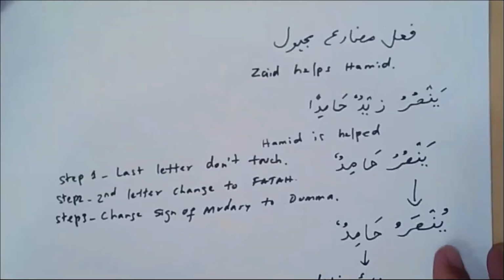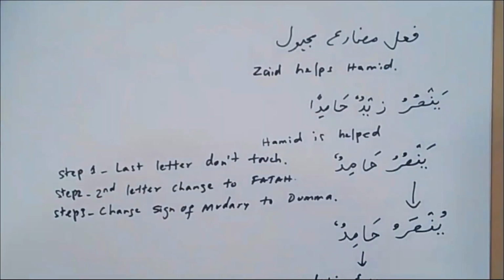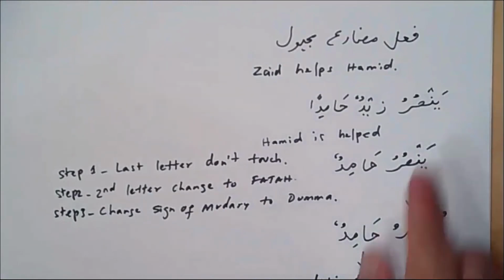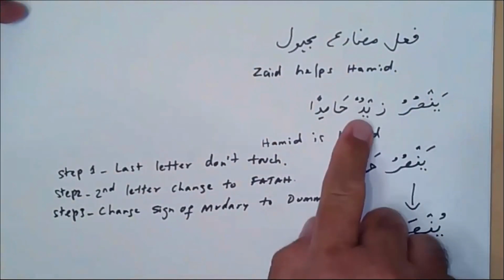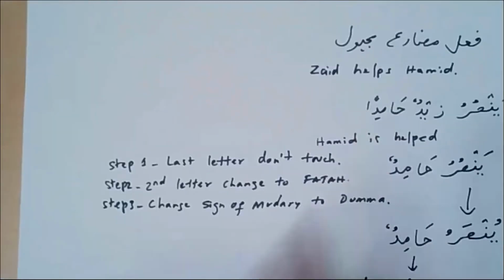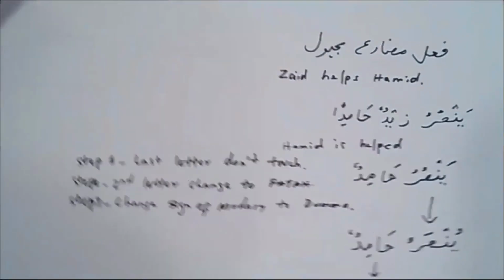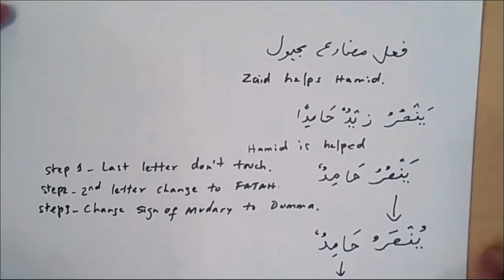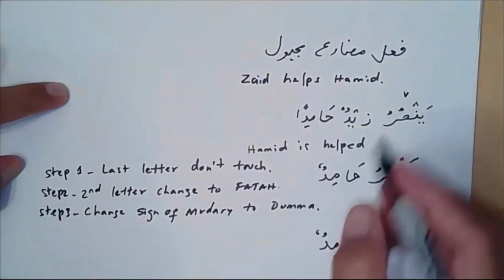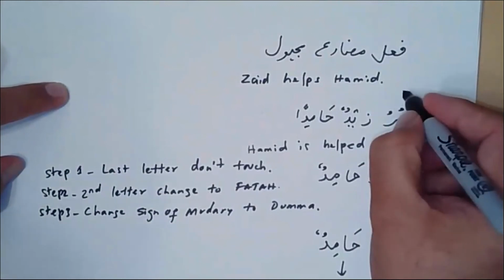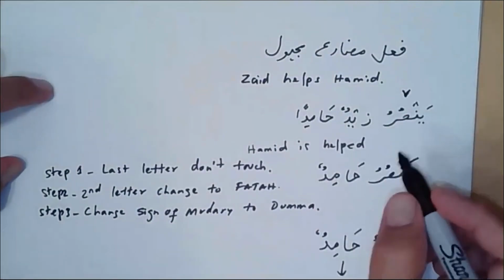Then let's go ahead and talk about Fi'l Mudari. Last time we did Fi'l Madi. Today we want to talk about Fi'l Mudari. So the idea is the same. What is the idea? Yansuru Zaidun Hamidan. What is the fail here? Nasara, when it becomes Mudari, it's called Yansuru. This is the verb.